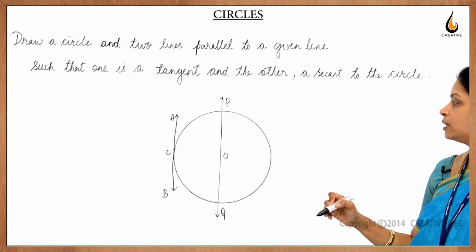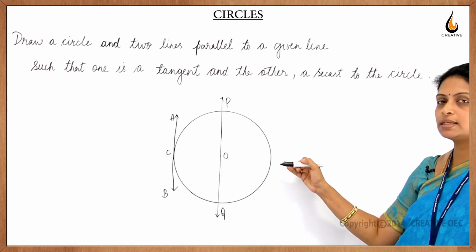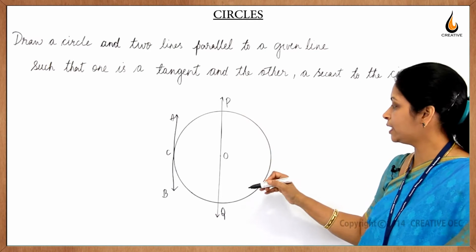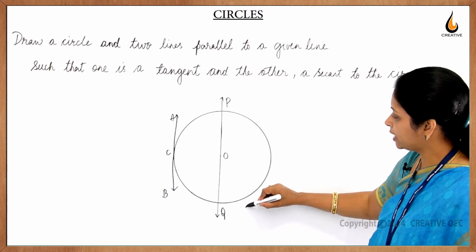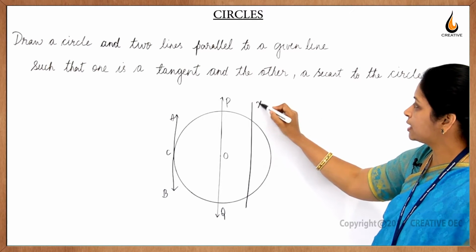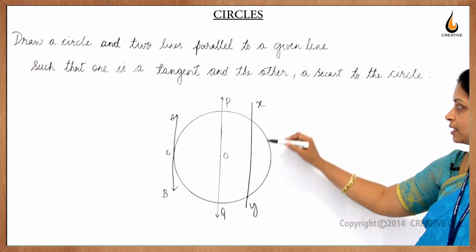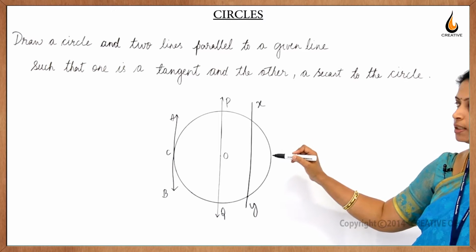If we have to draw a secant, a secant should be a line which touches the circle at 2 points, and it has to be parallel to this given line also. So, we will draw it on this side. We will draw a straight line which cuts the circle at 2 points. We will call this XY. Now, XY is the straight line which touches the circle at 2 points. Therefore, this will be called a secant to the circle.